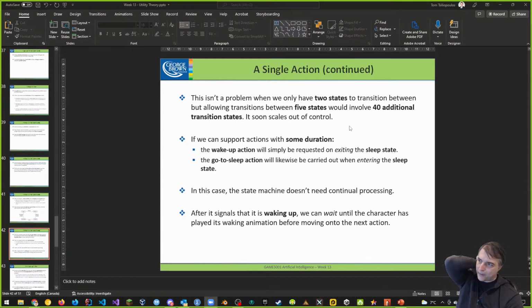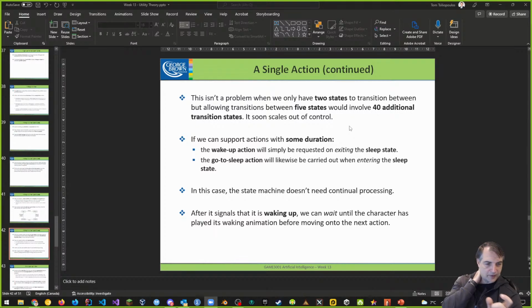So we have to figure out a way of doing that. If I have a bunch of different kinds of states and I also have some transitions, how do I set that up? We can support actions with some kind of duration, right? The wake up action will simply be requested on exiting the sleep state.